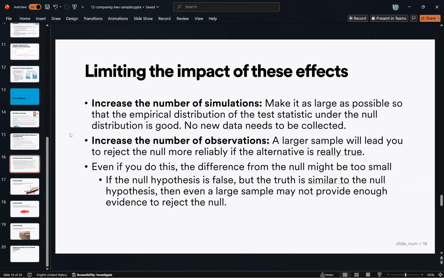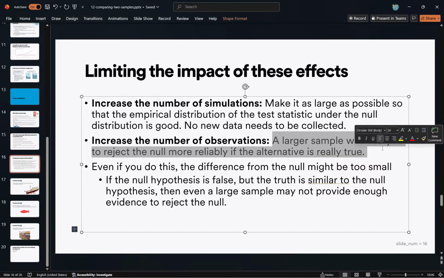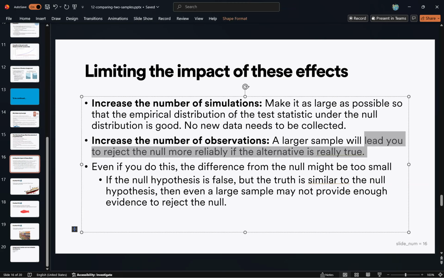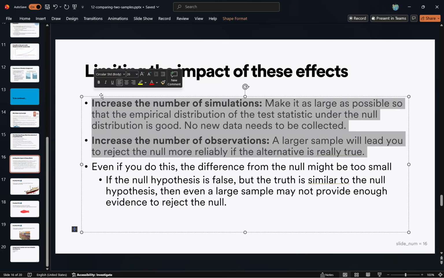Another good thing that you could do is increase the number of people that you're surveying. That's your number of observations, right? Take a bigger sample, because the difference that you see in that bigger sample is harder to simulate away. It's harder to leave that just to chance. So a larger sample will let you reject your null hypothesis if it really was true that your alternative was the right one to go with. All right. So yeah, that's the idea there. And so those are the 2 main ways to deal with this right now. Okay.